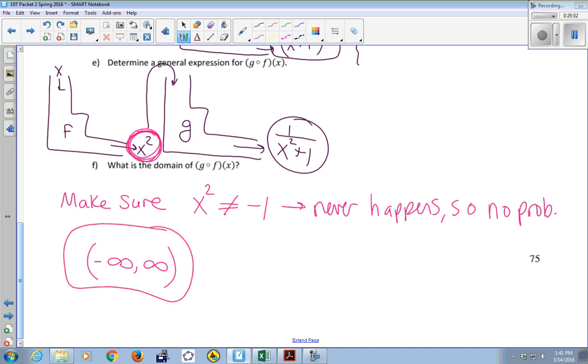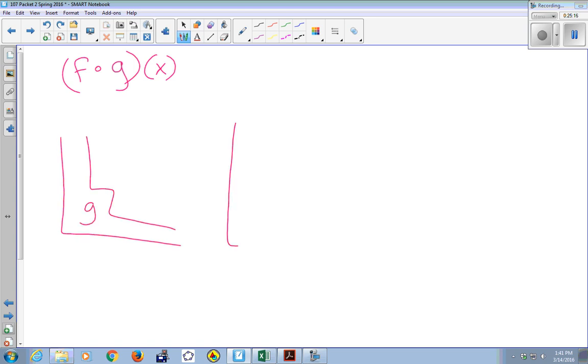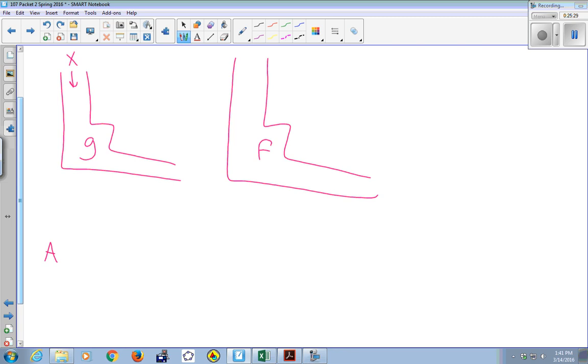Let's do the other order. If I do F composed with G of X, that means I'm going to run the G machine first. So G goes first, then F. If I put an X into the G machine, what X's do I have to avoid here? Negative one. I can't put a negative one into the G machine. So I have to avoid, so I'll just keep a little list here. X equals negative one, right? And then out from G comes one over X plus one. That's going to go into F.